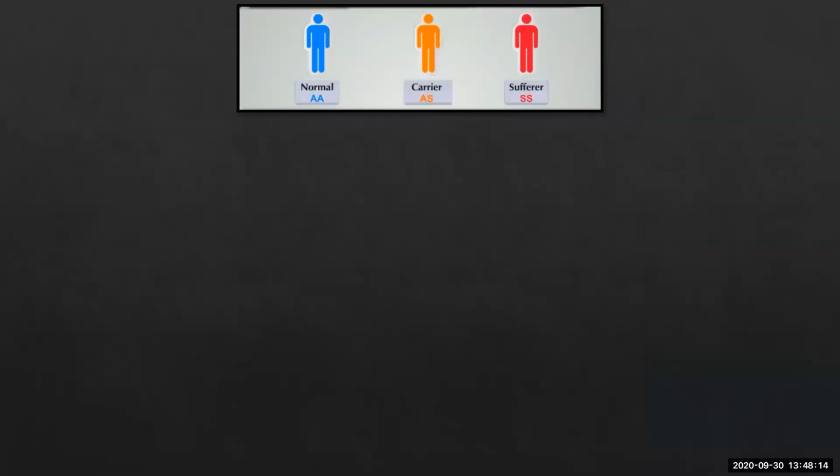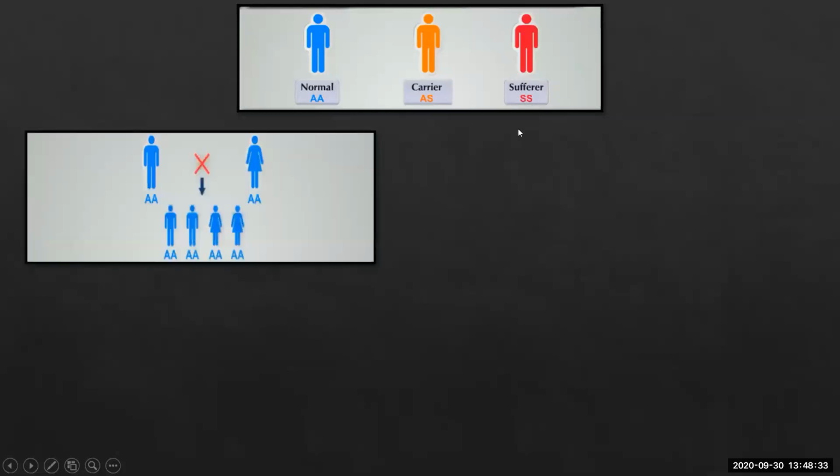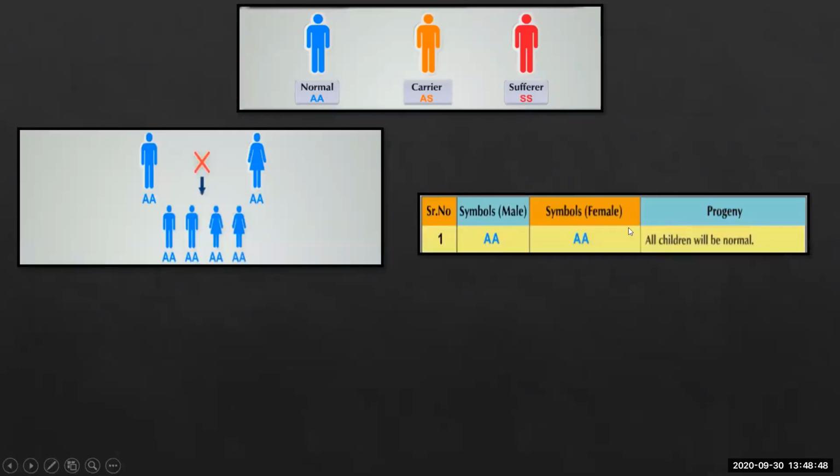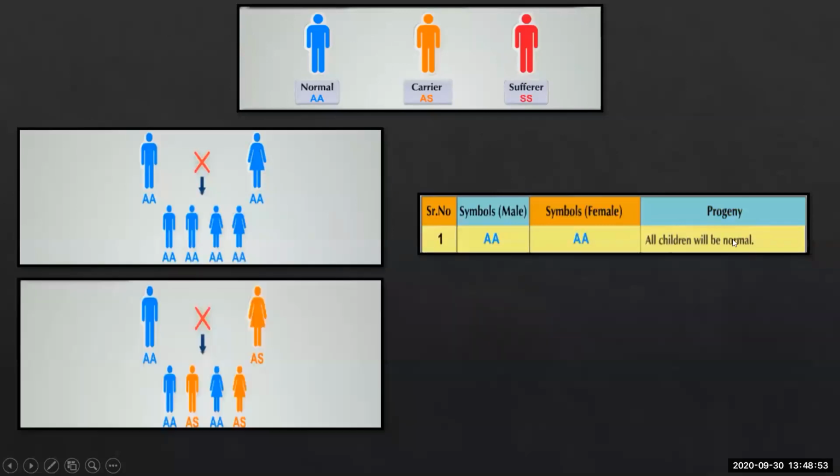Now we will see how sickle cell anemia occurs as follows. These are the symbols given here. A normal person is denoted with AA, a carrier is denoted with AS, and a sufferer of sickle cell anemia is denoted with SS. Now see here, if both the parents are normal, AA means normal, then they will give birth to a normal progeny.